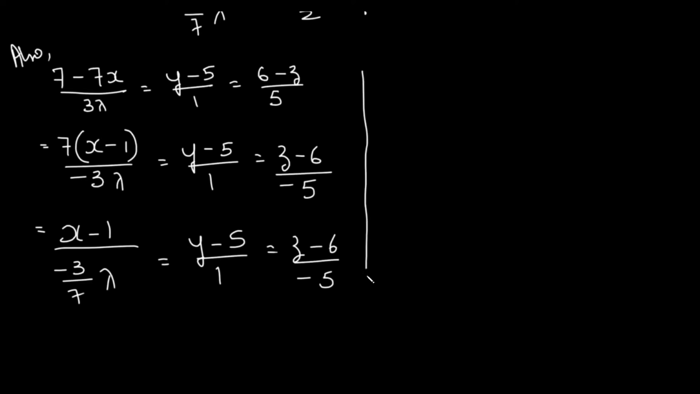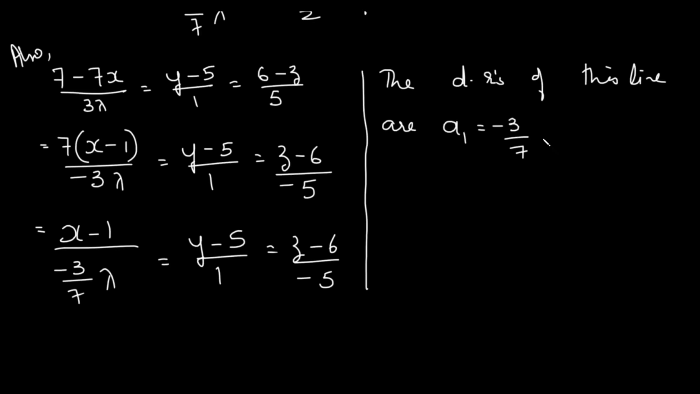Now in this case, the direction ratios of this line are given as A2 is equal to minus 3 upon 7 lambda, B2 is equal to 1, and C2 is equal to minus 5. Not A1, it is A2 and B2, because A1, B1 were already taken. So thus we got the direction ratios of both the lines.